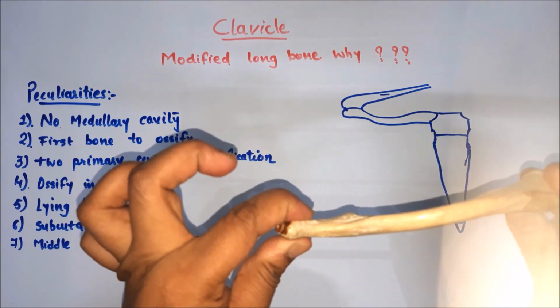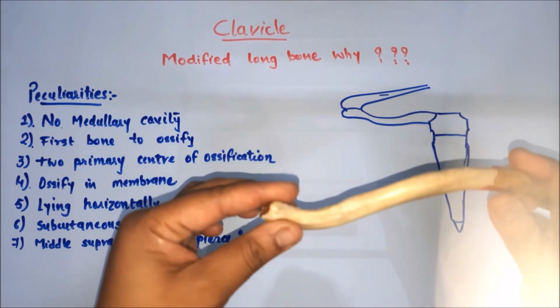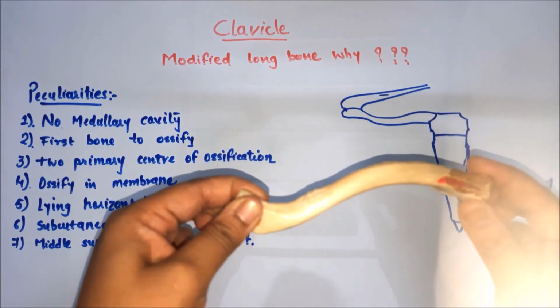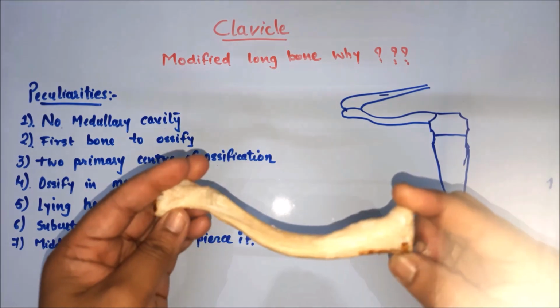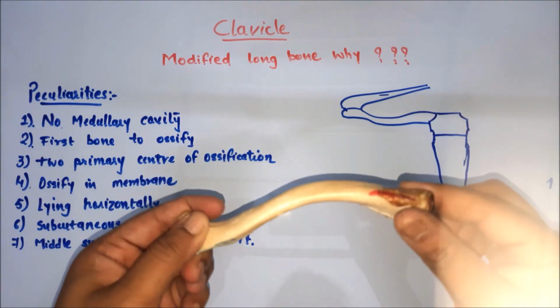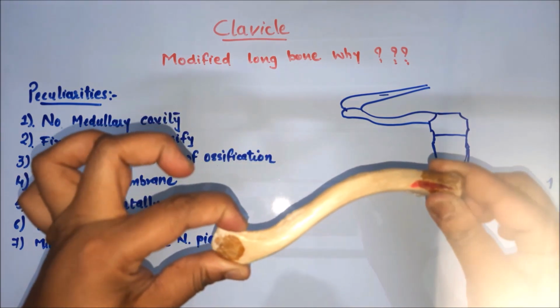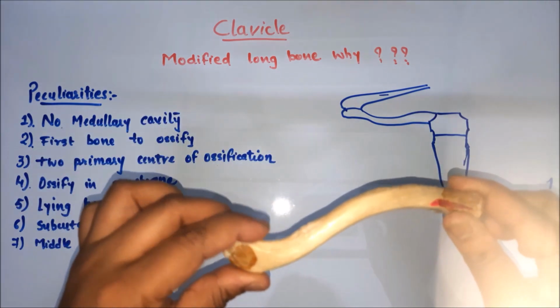And the other end is flat. It is flat from anterior to posterior side. You can see it is a flat end. So the end which is quadrilateral and a little bit rounded is the medial end of the clavicle, and the end which is flat will be the lateral end of the clavicle. Now look at the shaft.